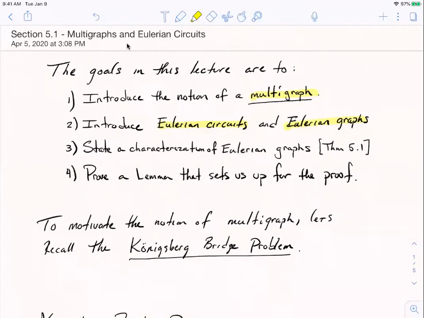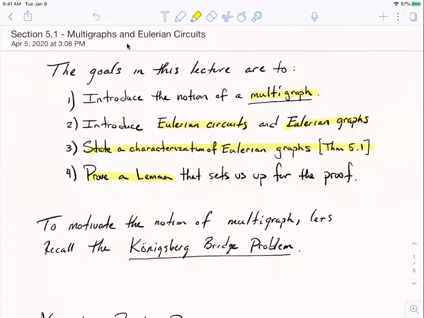We're not going to prove it, but I'm going to state the main theorem of the entire section, the characterization of Eulerian graphs. We'll give the proof next time. I'm going to actually end up proving a theorem that's slightly stronger than what's stated as Theorem 5.1 in our book, but Theorem 5.1 will follow from it. Today we're just doing the prep work. So that's what the last bullet point is: I'm just going to prove a lemma that's going to tee us up for the proof of the theorem I'll give in the next video lecture, where we'll wrap up this material on Eulerian circuits.